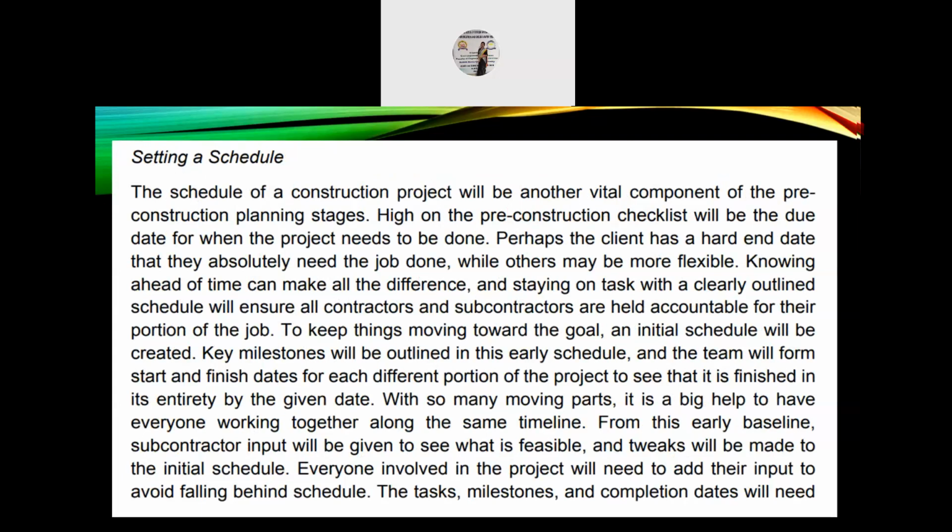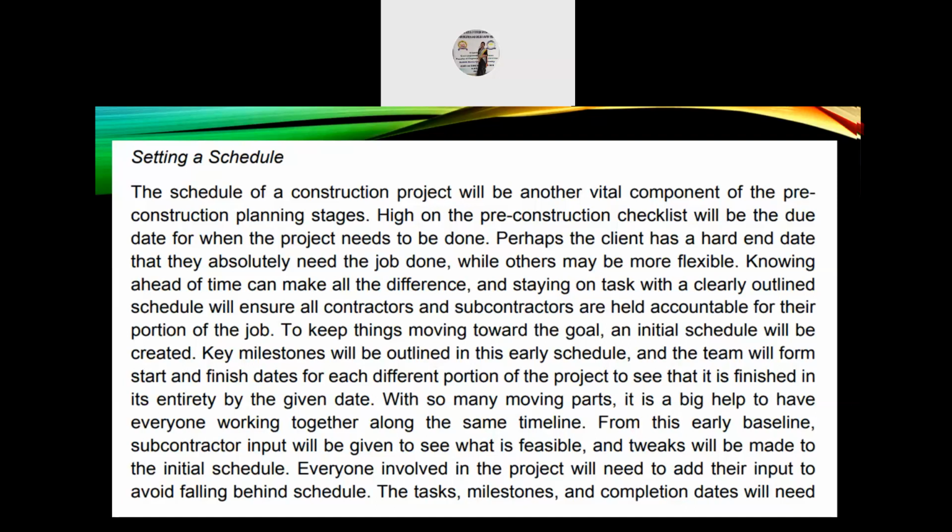Next, setting a schedule. The schedule of a construction project will be another vital component of the pre-construction planning stages. High on the pre-construction checklist will be the due date for when the project needs to be done. Perhaps the client has a hard end date that they absolutely need the job done, while others may be more flexible. Knowing ahead of time can make all the difference, and staying on task with a clearly outlined schedule will ensure all contractors and subcontractors are held accountable for their portion of the job.